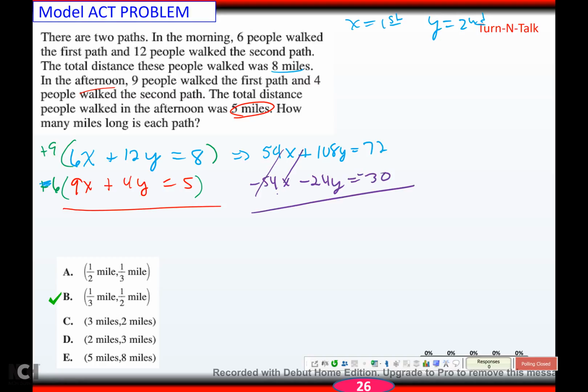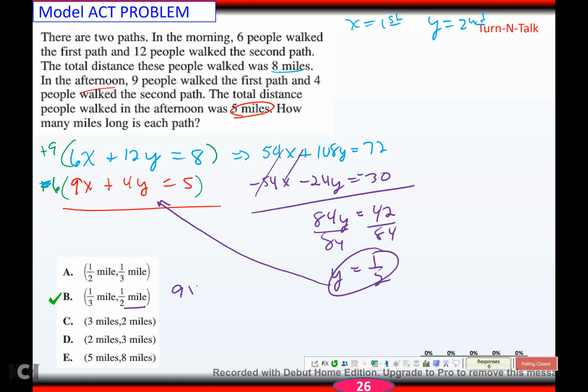And the x's cancel. And 108 take away 24 is 84y equals 72 take away 30 is 42. Divide by 84. And y equals 1/2. Okay, so the second path is 1/2 mile. And at this point, you can just stop because that's the only one that has my y answer correct. But just for fun, let's substitute.